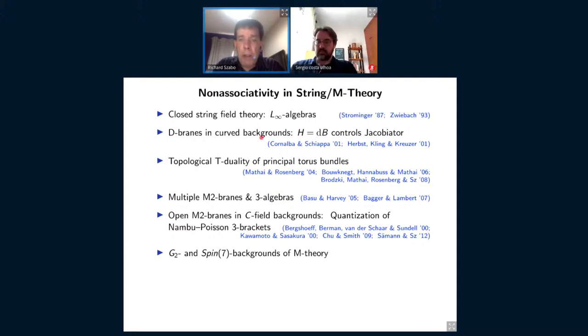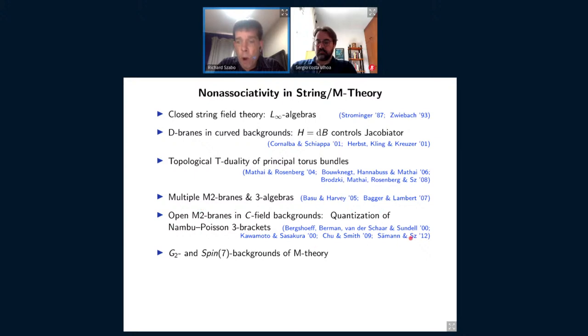And now the lift of the D-brane picture I talked about up here was also extended. So the two-form B field now lifts to a three-form C field, and your D-branes become M2-branes. So now the strings become M2-branes. Instead of open strings, we now look at open M2-branes in these three-form backgrounds. And these are related now to the quantization of these Nambu-Poisson three-brackets.